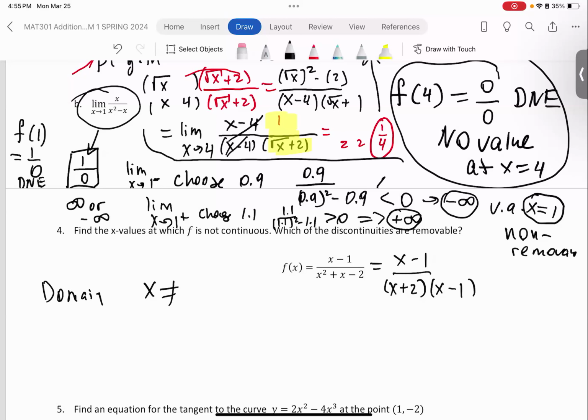X cannot be equal to -2. And x cannot be equal to... Is that okay? Right? Yes, you with me? These two numbers are going to make the denominator 0, and dividing by a 0 is not 0. I'm hopefully not going to see that on Wednesday, right? You get a 0 in the denominator and say the answer is 0.